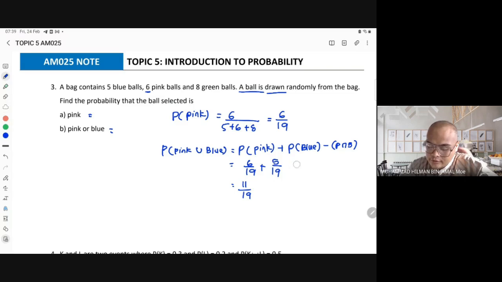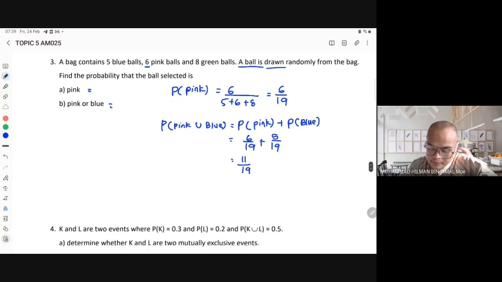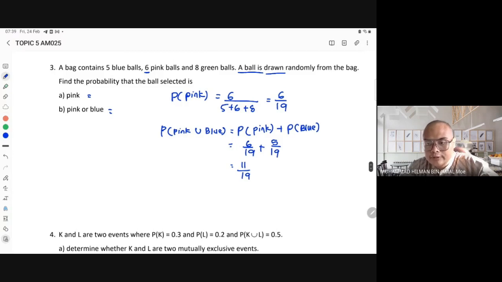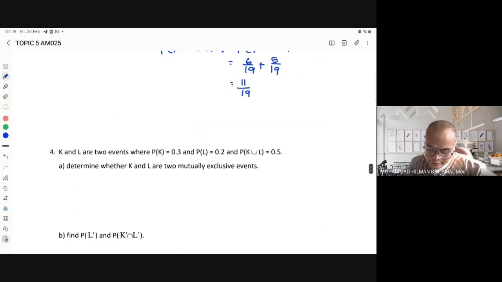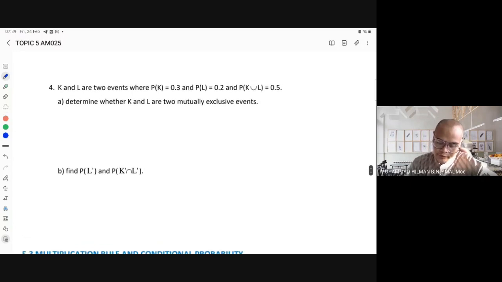Okay. Sebab tu sebelum you jawab soalan tu, you kena determine dulu. Okay, so adakah ini mutually exclusive event ataupun dia adalah event yang biasa. Okay, next we have question number 4.